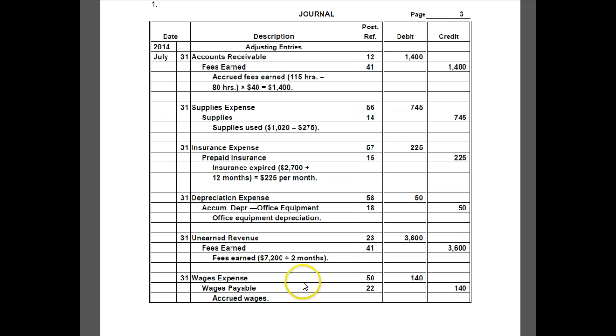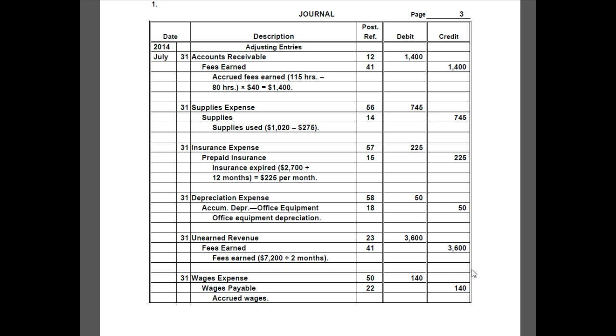And finally, we look at our wages. We're in the middle of a week, evidently, and the receptionist has earned $140 but not been paid yet. So we do want to include that expense against the revenues we've earned. So I create a wages payable, which is a liability, and then a wage expense. And those are our adjustments.